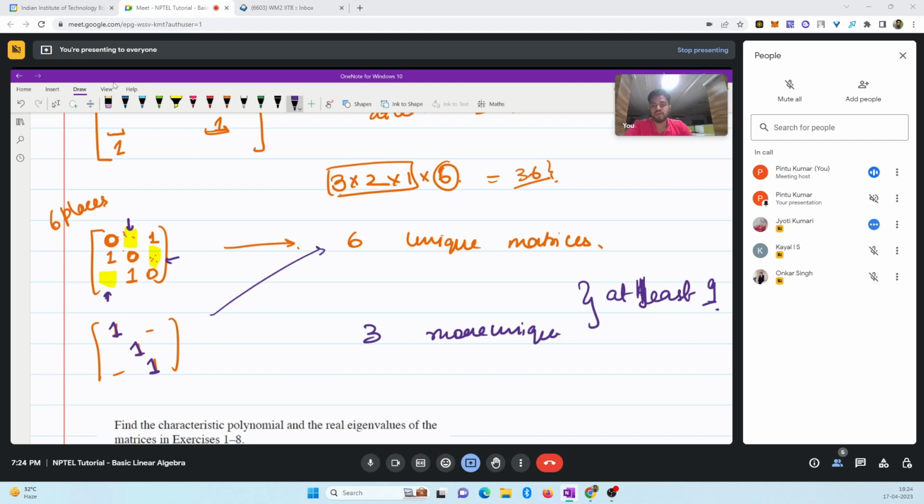And if I made these diagonals 0, and I placed 1 smartly so that every row has a 1 and every column has a 1, then also this matrix is totally different from the 6 matrices that we constructed earlier. So we again get 3 more unique matrices, right? So at least 9 I can think, more I think we can construct. So the answer that you're talking about, at least 7, can be updated to at least 9, for the moment.